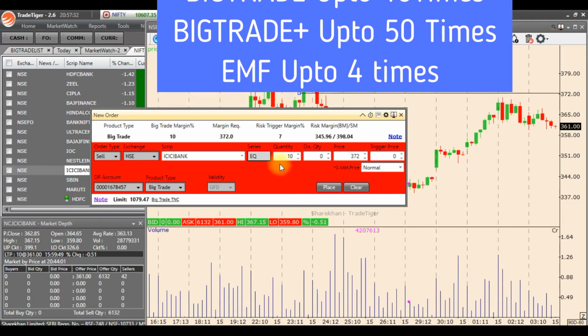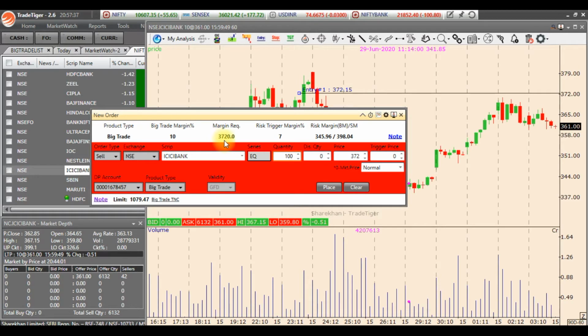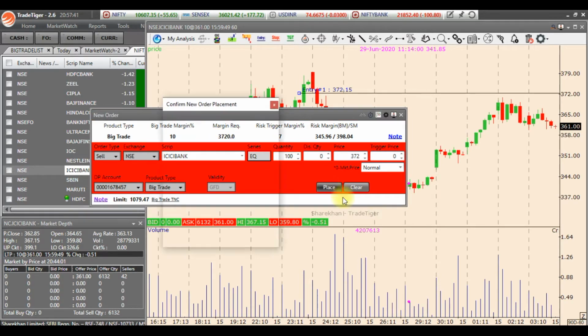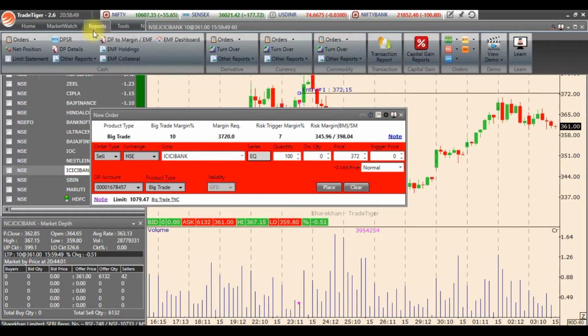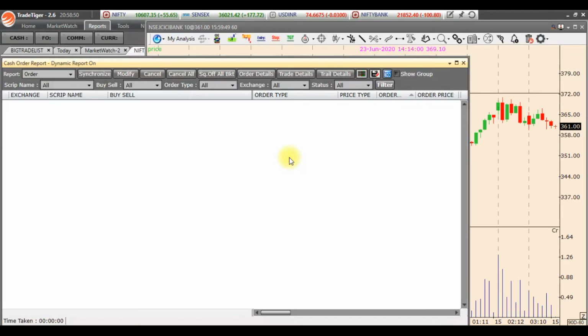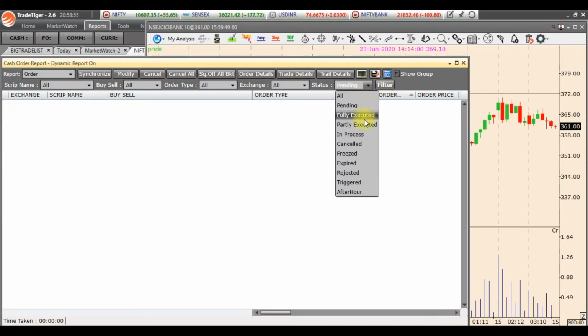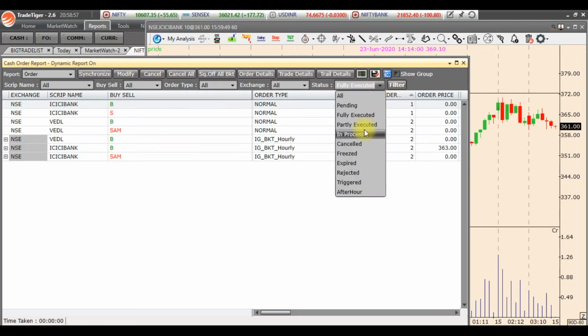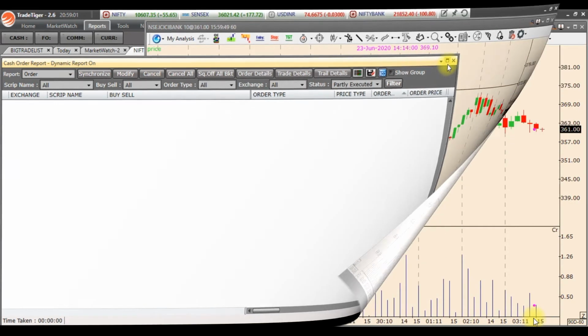So for example, for 100 shares, the margin requirement is just 3,720 rupees. Then you just go and place an order. The window will come, confirm, and automatically the order will be sent to the exchange. You can check your orders by going to the reports and then the order tab, where you can check all the pending orders, fully executed orders, and partially executed orders. You can cross check.